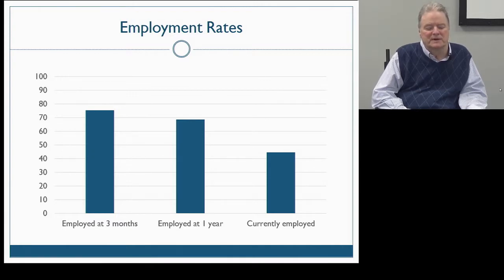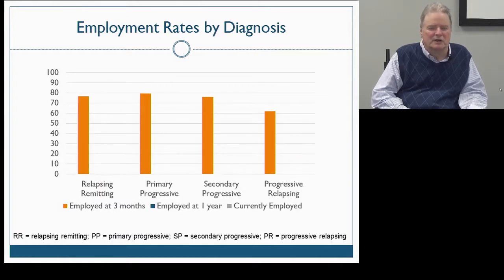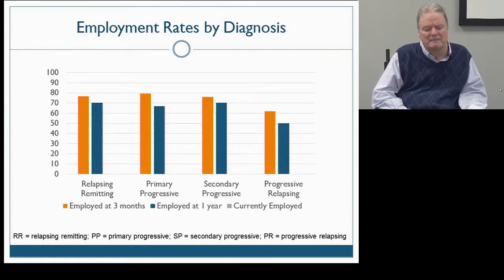And employment rates by diagnosis are interesting to look at. We have reported this previously, so I will only gloss over this, but at 3 months you can see not a lot of difference in employment rates. By 1 year, you can see a little bit different pattern emerging. And current employment, so you can see that those with the relapsing, remitting, best able to maintain their employment. But for the other groups, it drops off dramatically. And again, no bar for progressive relapsing because we had no employed individuals in that group.